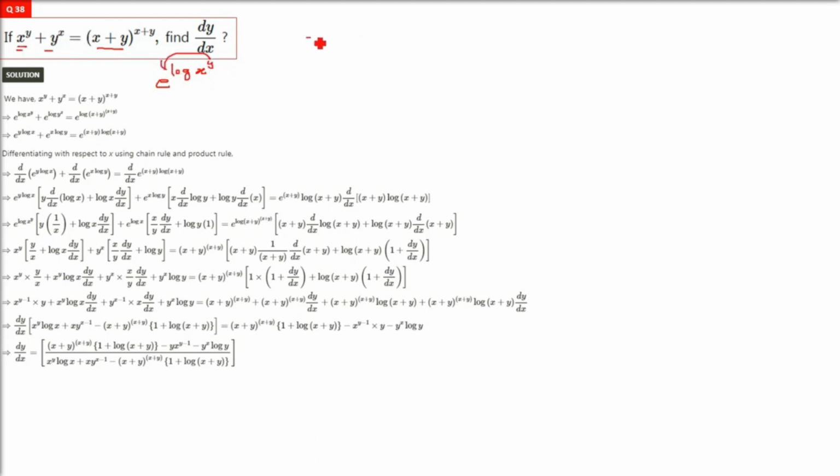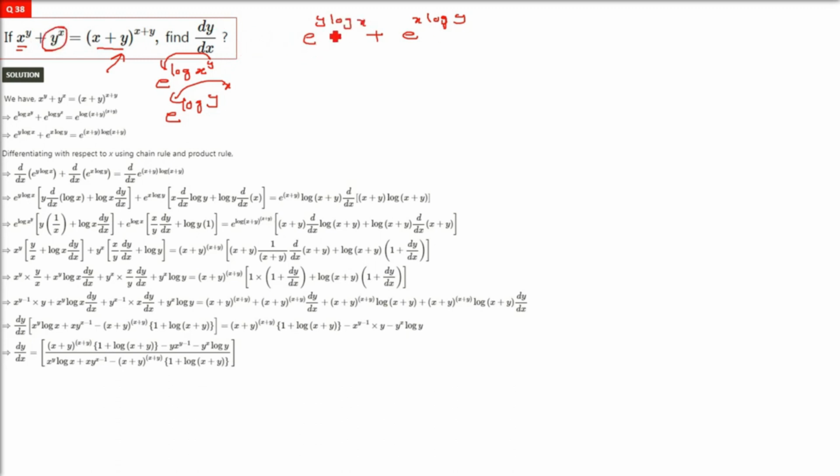So we can write this x to the power y as e to the power y log x, plus the same here, e to the power log y to the power x. So x will come in front, so it will be e to the power x log y. Alright, then we have the right hand side, but we'll do it later. First we'll complete the left hand side. So let us differentiate it now.